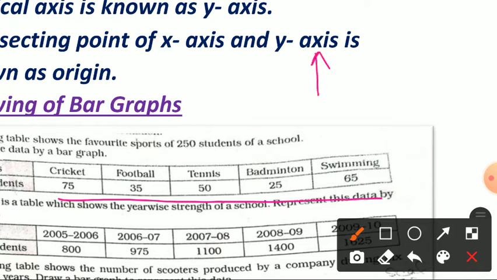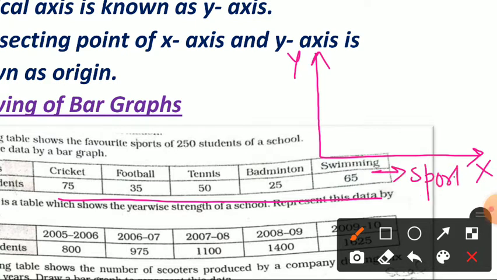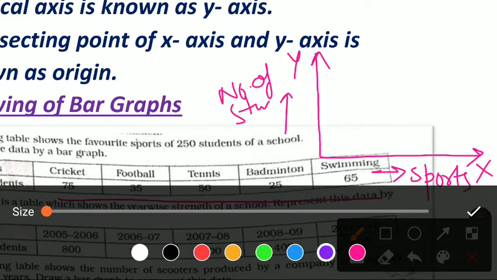For making the graph, first we need to make two axes, the x-axis and the y-axis. On the x-axis we are taking the sports like cricket, football, tennis, badminton, swimming, and on the y-axis I am taking the number of students. As I told, we need to take a particular scale for this. I am taking the table of 10: 10, 20, 30, at the gap of one block.